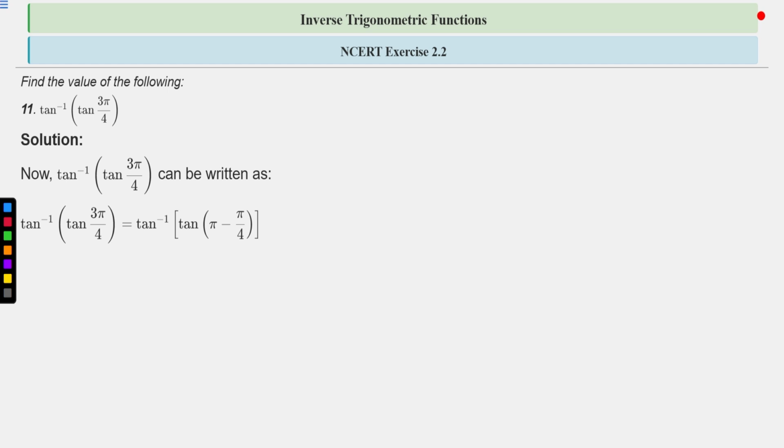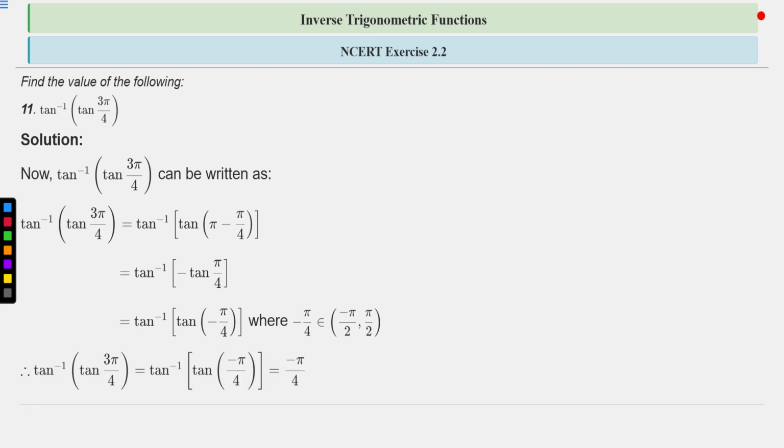We can write 3 pi by 4 as pi minus pi by 4, isn't it? Now it will be equal to tan inverse of minus tan pi by 4, because tan of pi minus theta is equal to minus tan theta, right? So it can be written as tan inverse tan of minus pi by 4, where we know that minus pi by 4 belongs to minus pi by 2 to pi by 2, right? Therefore, tan inverse tan 3 pi by 4 will be equal to tan inverse tan minus pi by 4, clear?